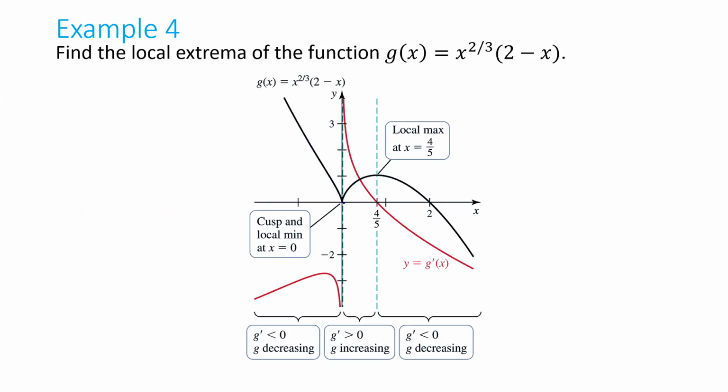But we see that that's a local minimum value because that's where it's changing from decreasing to increasing. So there's where our local minimum occurs. And then here was where our local maximum occurs, where it changes from increasing to decreasing.